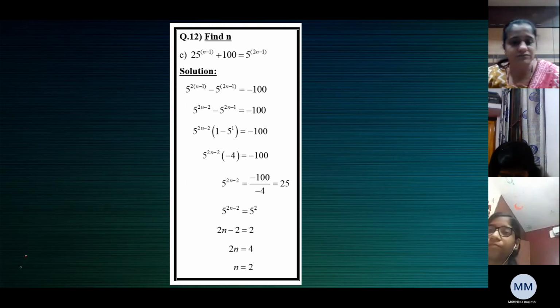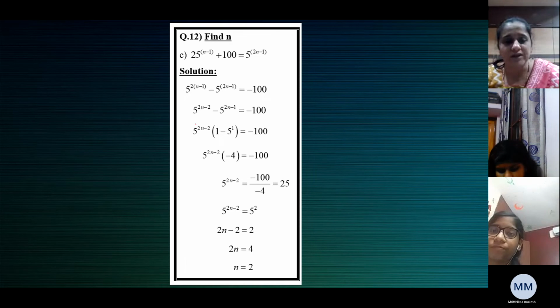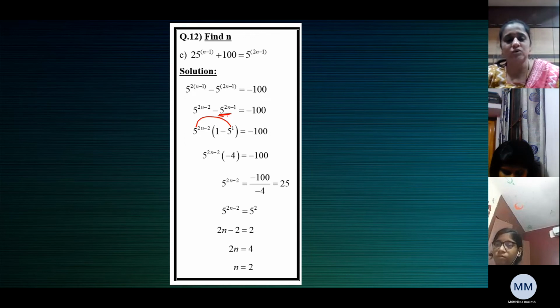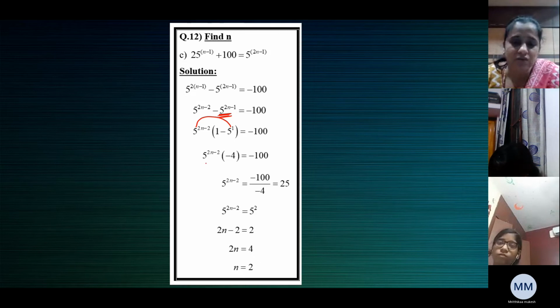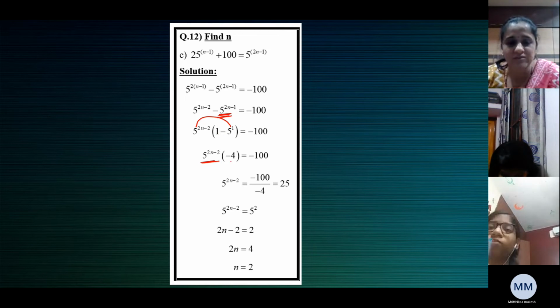So 5 to the power 2n minus 2 into 5 to the power 1. When you multiply these two, you will get this one, is equal to minus 100. Now 5 to the power 2n minus 2 into 1 minus 5. 5 to the power 1 is nothing but 5. 1 minus 5 is minus 4, is equal to minus 100.